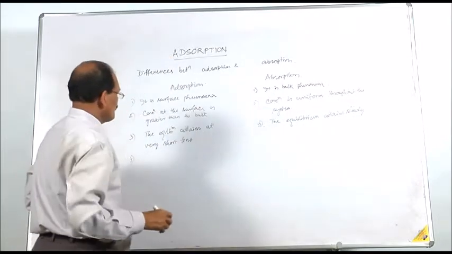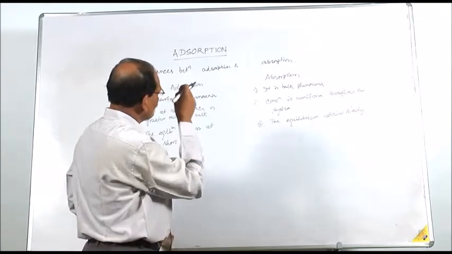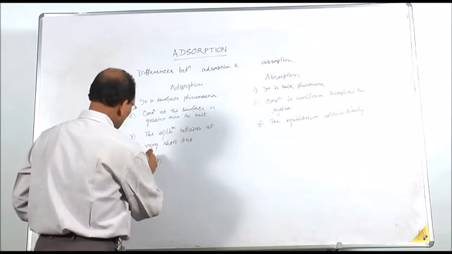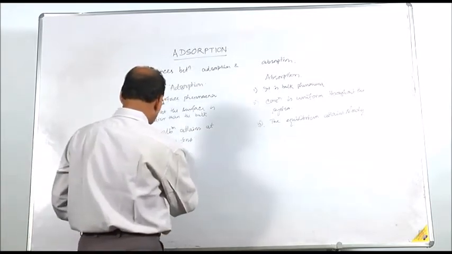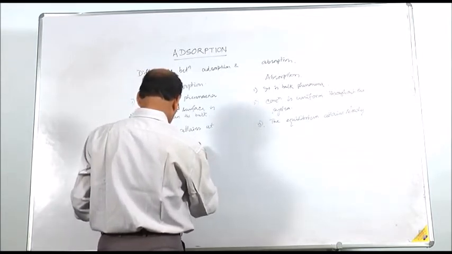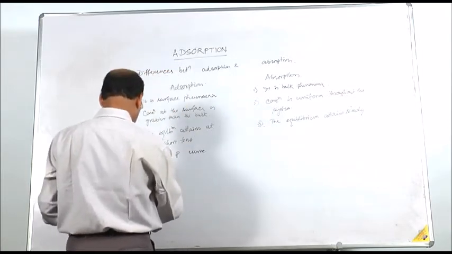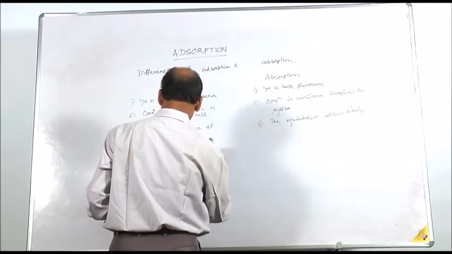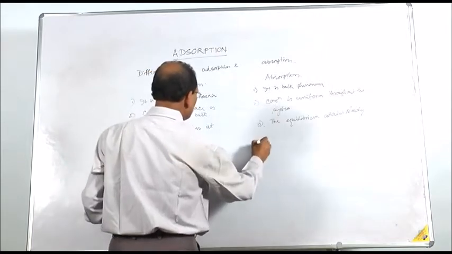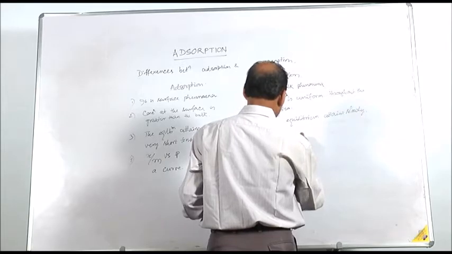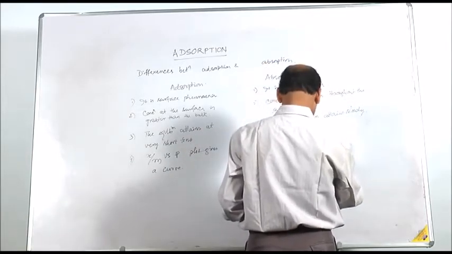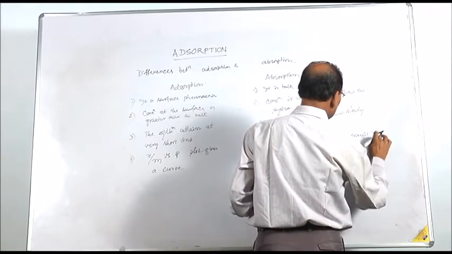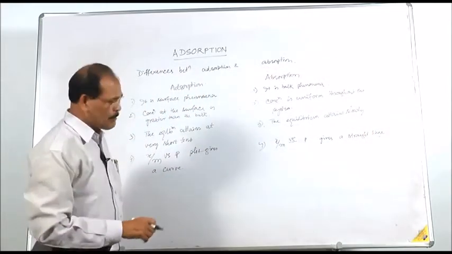Fourth point, considering the amount adsorbed with respect to the amount of the adsorbent used, that is x by m, where x is the amount of adsorbate and m is the amount of adsorbent, the plot versus pressure gives a curve for adsorption, whereas for absorption x by m versus pressure gives a straight line, because it is uniform throughout. So these are the points of difference between absorption and adsorption.